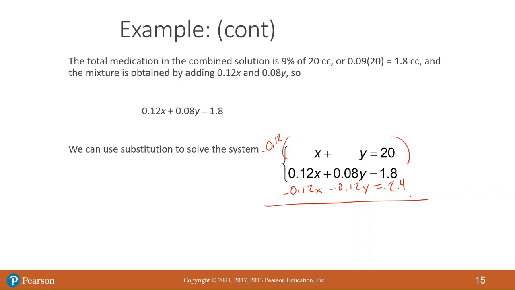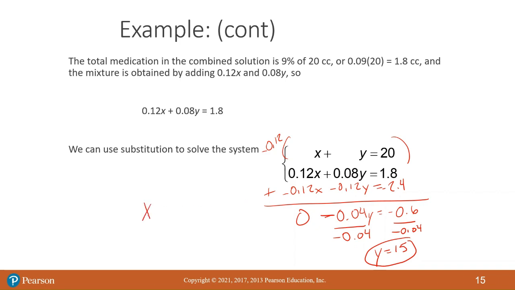Okay. If I add those two equations together, my x's cancel out. I'm left with negative 0.04y equals negative 0.6. If I divide by negative 0.04, then I should get that my y here is 15. If my y is 15, what should my x be? Well, I could plug it back into that first equation real quick and tell you that. It should be x plus 15 is 20, which means that x should be 5. So I need 5 cc's of my first solution, 15 cc's of my second.